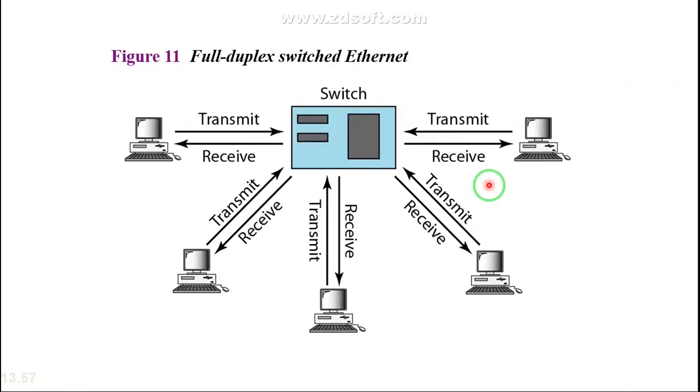And next is full duplex switch Ethernet. One of the limitations of 10 base 5 or 10 base 2 is that communication is half duplex, but 10 base T is always full duplex. So in half duplex, a station can either send or receive, but may not do both at the same time. So the next step in the evolution of switch Ethernet is what? Full duplex switch Ethernet.